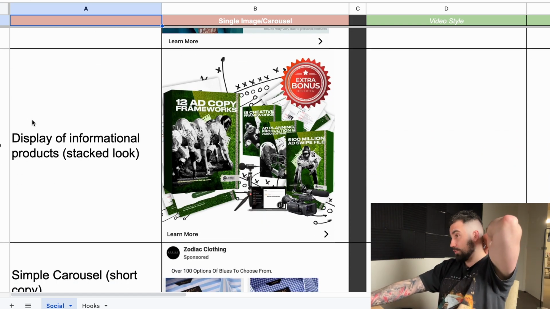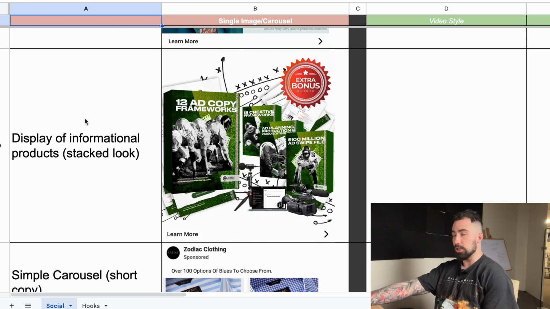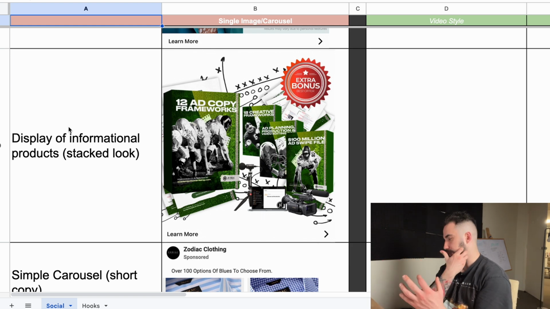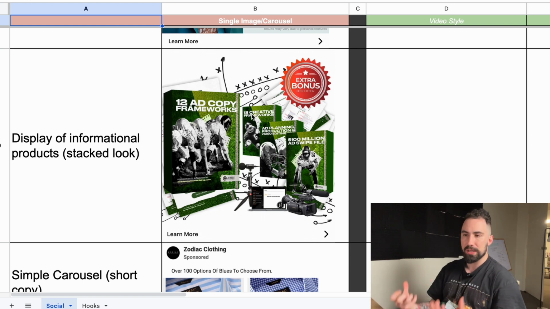If you're selling a product and you have great value in terms of price, people are definitely going to click on your ad. Here is a display of an informational product, an info product. It is hard to create an image of an info product, right? Like a marketing agency, a course, a cheat sheet, and stuff like that. So you have to demonstrate the value somehow.